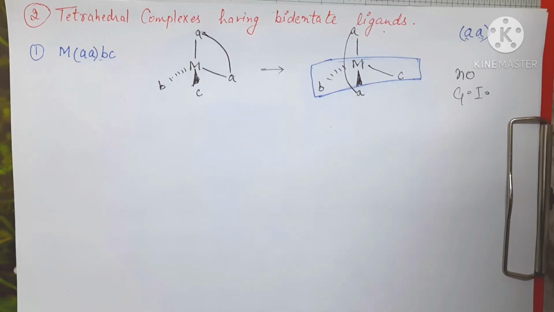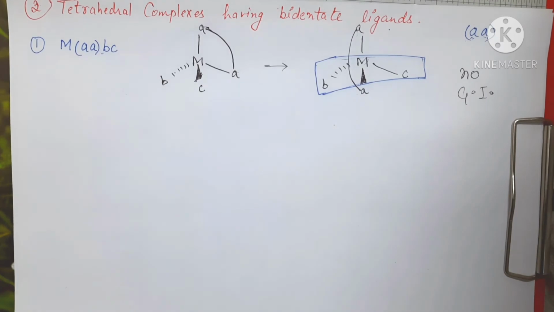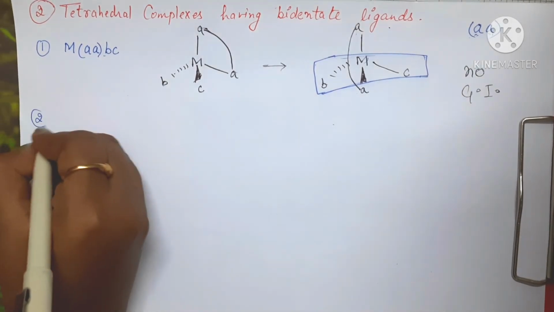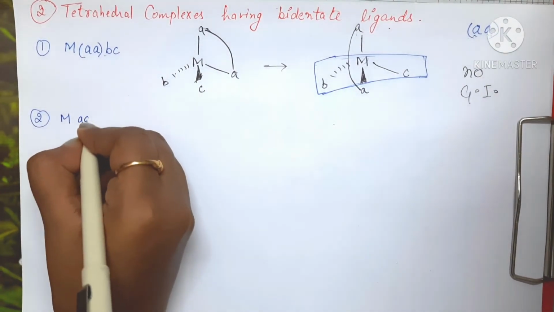So now with this we'll move on to the second type of compound, and the second compound is M(AA)B2.